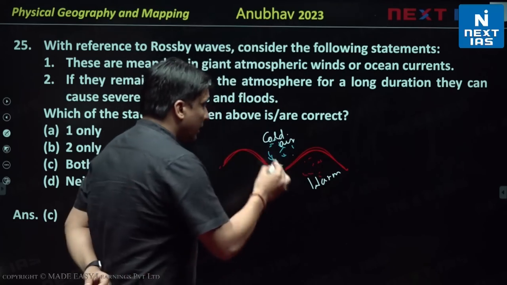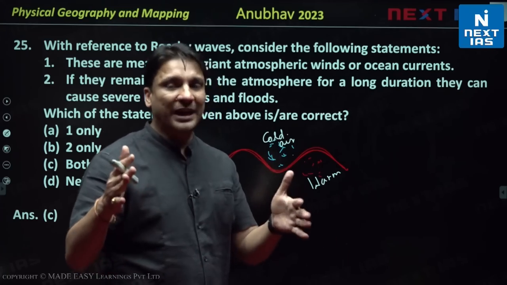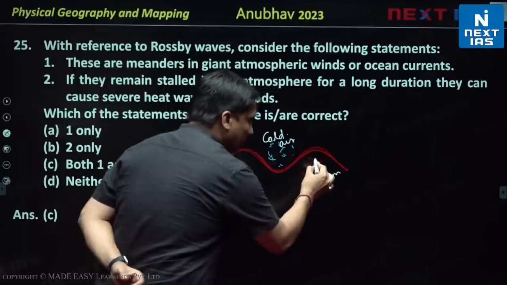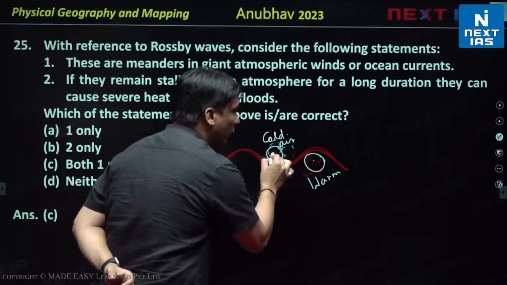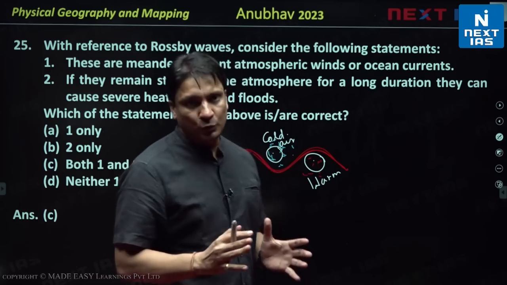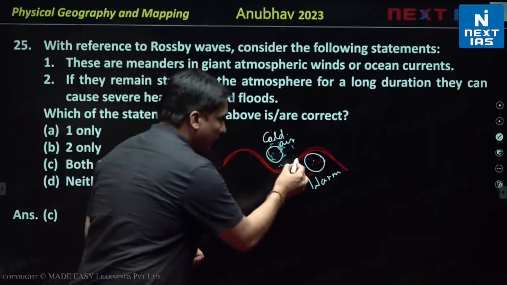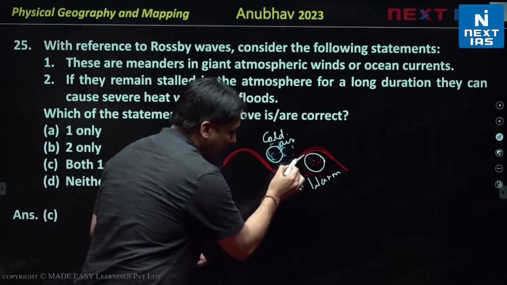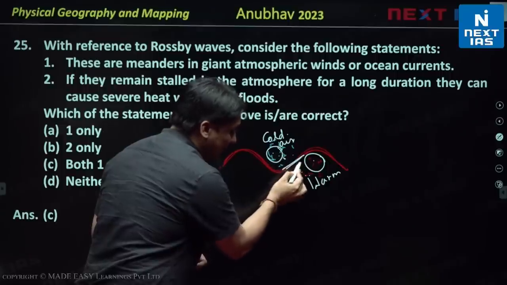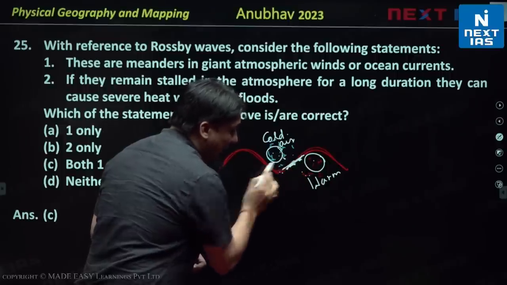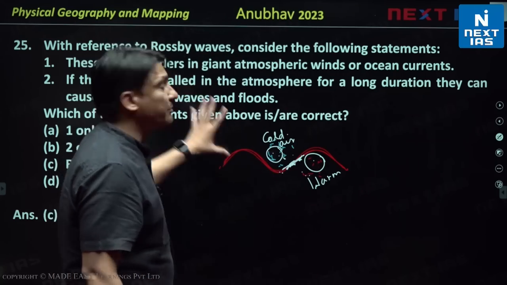Okay, but sometimes imagine the wave is stalled. If the wave is stalled at a particular place, the particular place will be continuously either under warm air or under cold air. So it may lead to formation of heat waves, and also the front area, the area where cold and warm air masses collide with each other, there is cloudiness. So this cloud cover will cause heavy rainfall and floods. So both statements are correct.